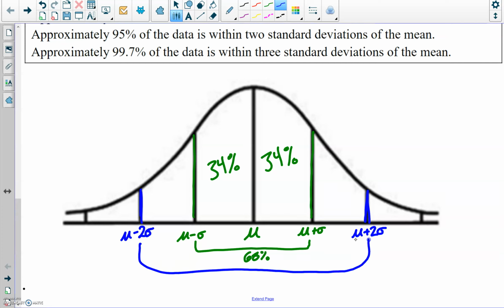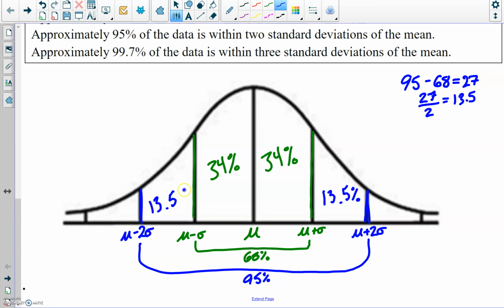So between these 2, you got 95% of the data. And in order to figure out what goes into these little pieces here, I'm going to take the 95% that I know is between the 2 standard deviations, subtract away the 68% that's already there, and you're going to get 27. Now that's going to get split evenly into these 2 different parts here. So 27 over 2 will give you 13.5. So it's going to be 13.5% here and 13.5% here.